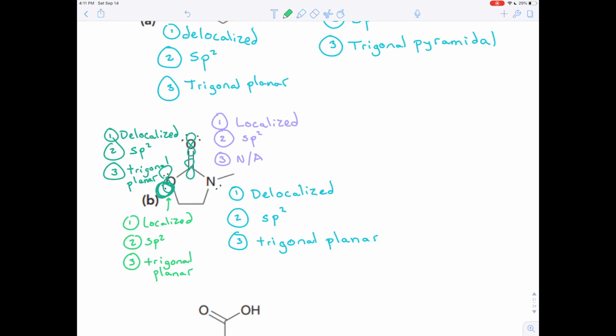So I just wanted to point out that those two lone pairs are in different orbitals. And so one of them is delocalized, and it could be either one you are choosing. But if one of them is delocalized, the other one has to be localized, because there's only one py orbital on that atom.